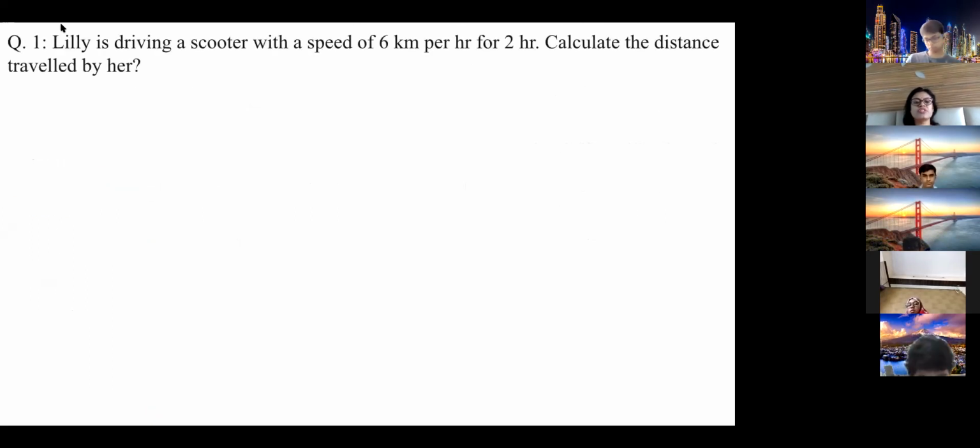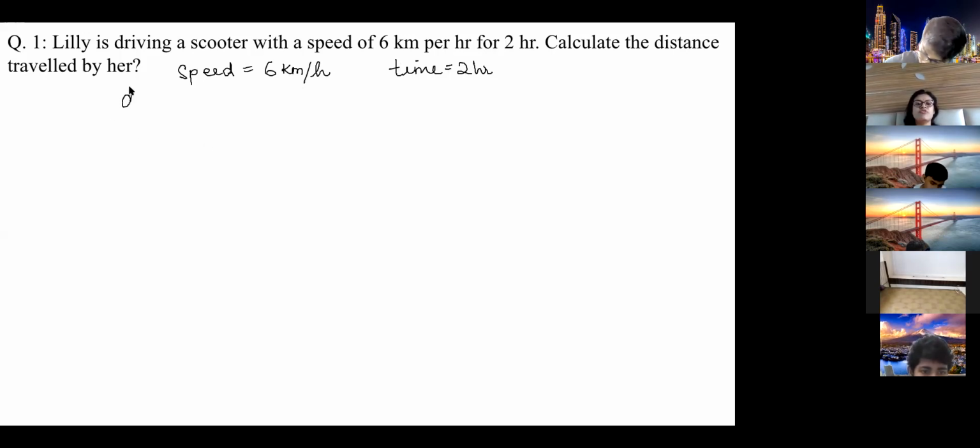Now coming to the questions. Lily is driving a scooter with a speed of 6 kilometer per hour for 2 hours. Calculate the distance traveled by her. Now, distance they have asked, what is given? 6 kilometer per hour. What is it? Speed mentioned in the question. So write down everything. Speed is equal to 6 kilometer per hour. What is time? 2 hour.